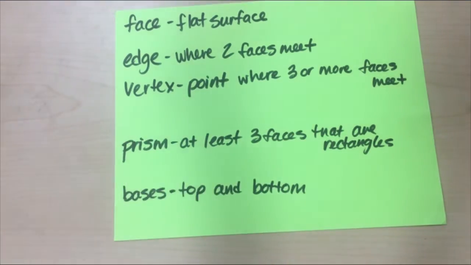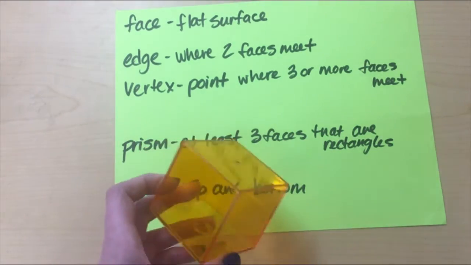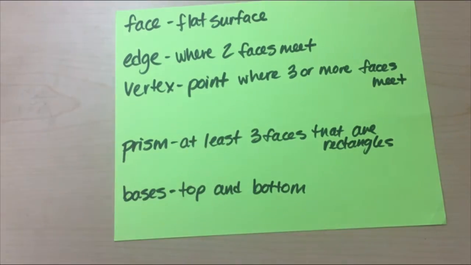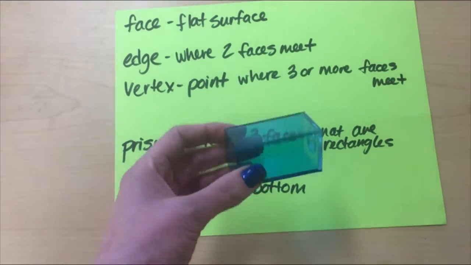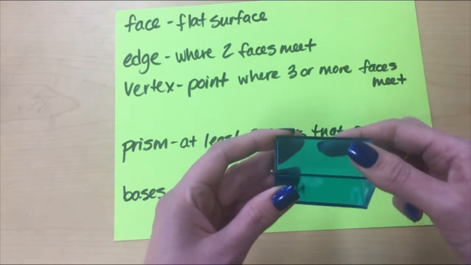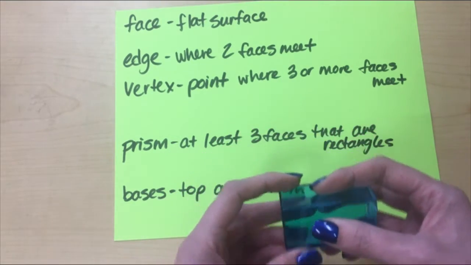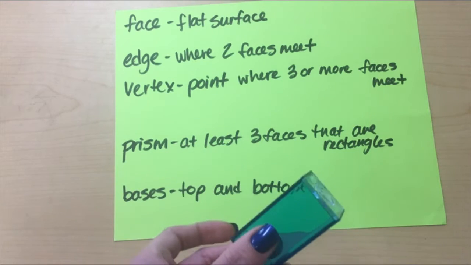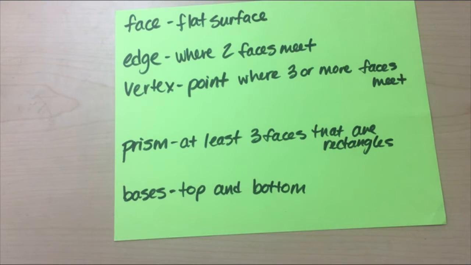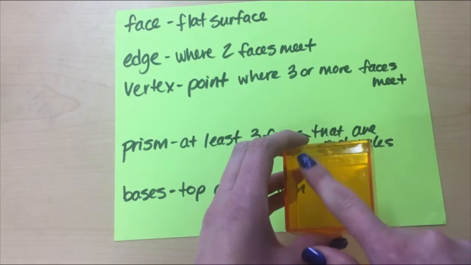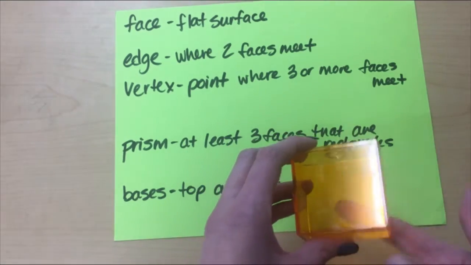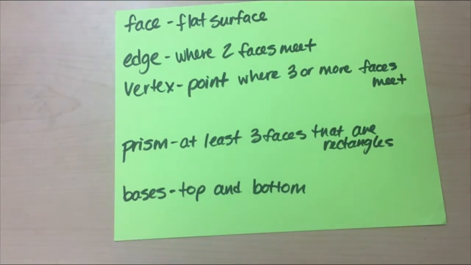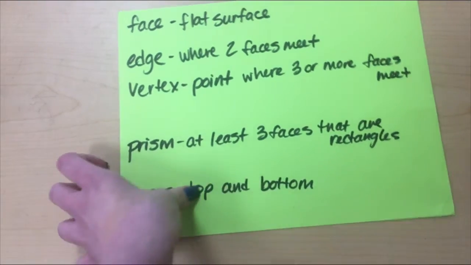A prism has at least three faces that are rectangles. So this is definitely a prism because we have 1, 2, 3, 4. These are all rectangles. So we know this already is a prism. And the bases are basically the top and the bottom. So the top and the bottom, these are bases. All right, so we've heard a lot of different words and definitions.